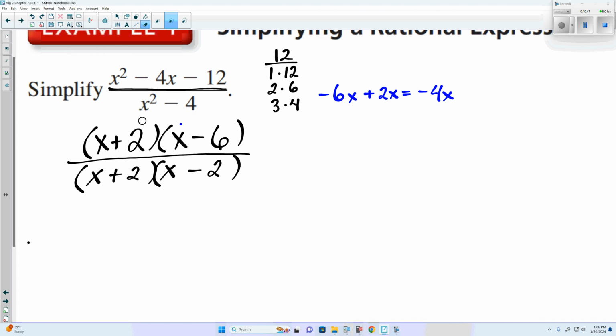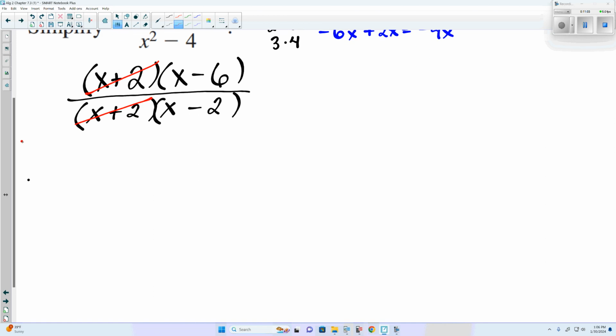Now, since we have both of these factors, now we can simplify on top and bottom because of the properties of multiplication. Is there something in common on top and bottom? X plus 2. So the only x plus 2 on top and bottom would cancel, leaving us with x minus 6 over x minus 2. And that's it. Questions on this here?